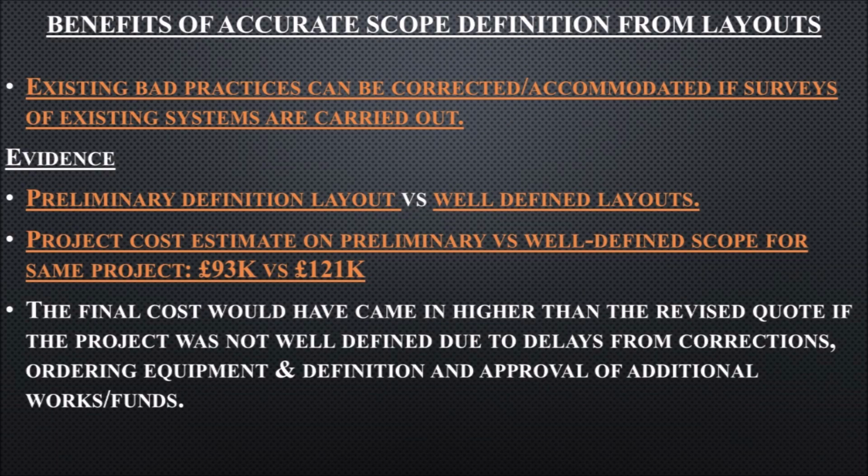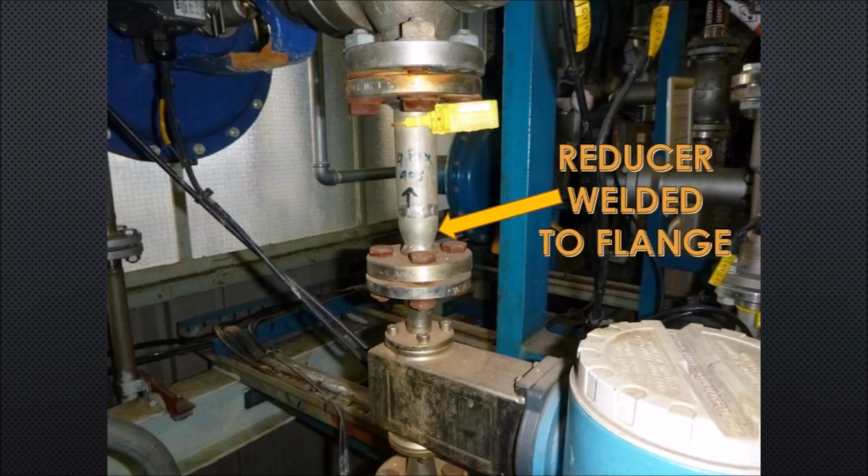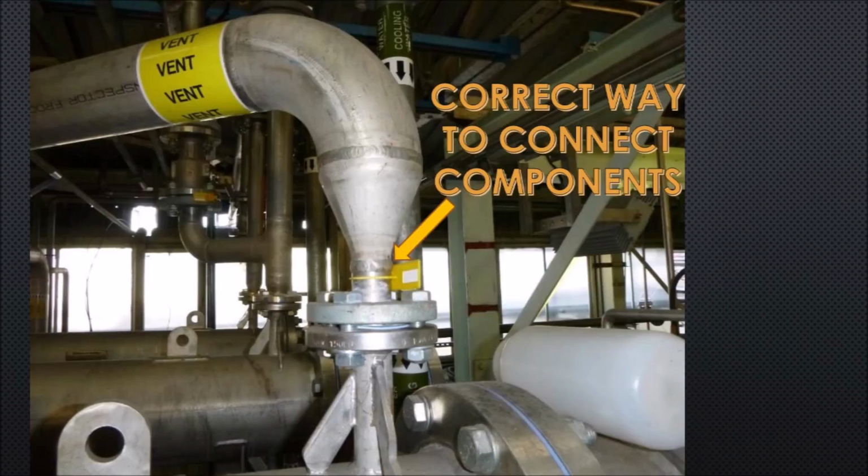Existing bad practices can be corrected or accommodated if surveys of existing systems are carried out. Here's an example of a reducer welded to a flange. This is not good practice, and a minimum of 50 mm is typically required before fitting after a flange. This is how it should be done.